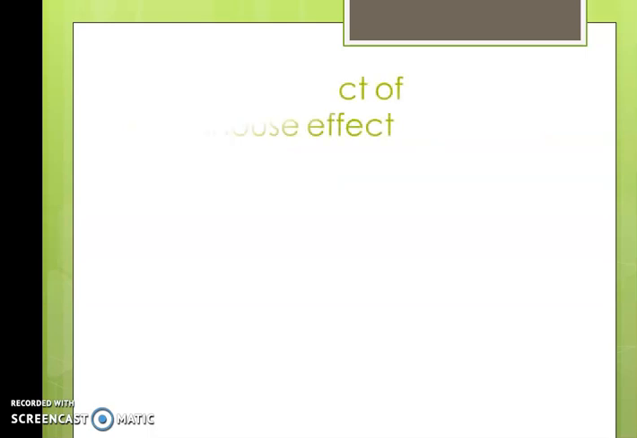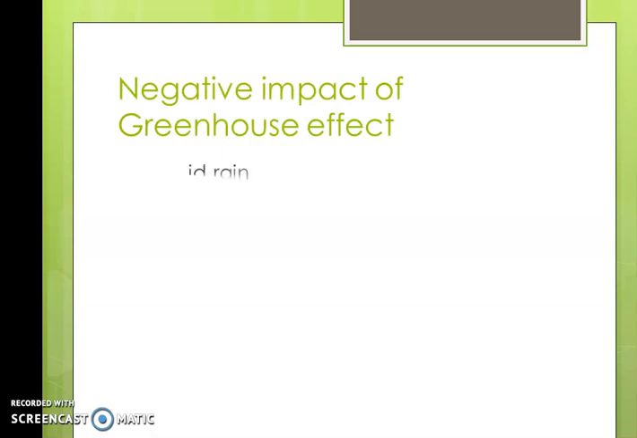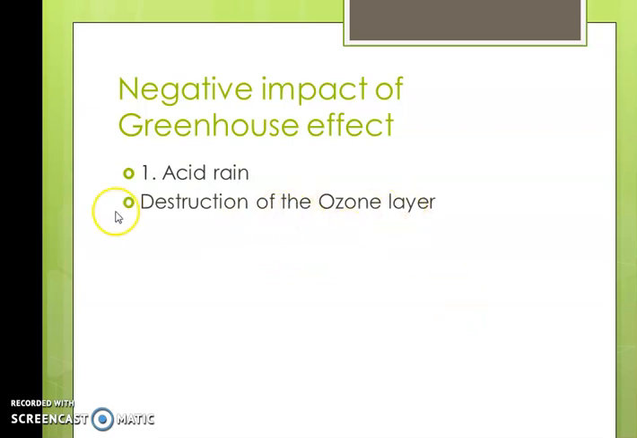Now, the greenhouse effect has a negative impact on the environment and the atmosphere. One of the negative impacts of the greenhouse effect is acid rain, and the second one is destruction of the ozone layer. The ozone layer is a layer that is stopping the harmful radiation that we call ultraviolet radiation, or shortly UV rays. These radiations, if they reach the Earth's surface, will cause a lot of diseases and skin problems for animals and human beings. So when the greenhouse gases increase in the atmosphere, these gases destroy the ozone layer. So it is one of the negative impacts of the greenhouse effect.